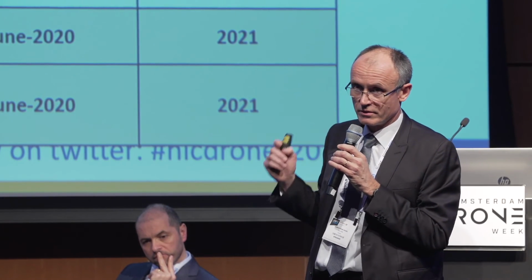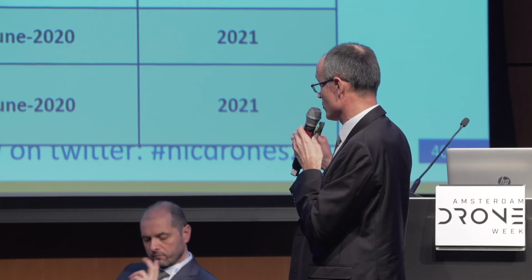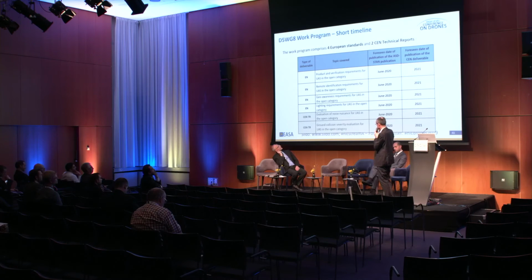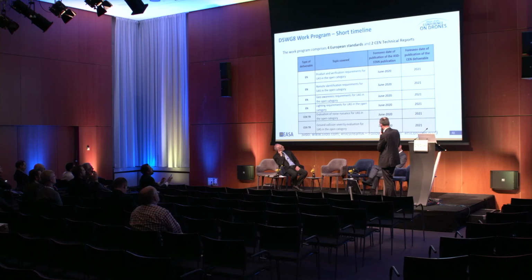Just for recap, this table is introducing what I said about the 4709. So we have 4 European norms at the end. This is the target, so we have to deliver it by June 2020 for all the 4 European norms, and the transformation will happen certainly at the beginning of 2021.